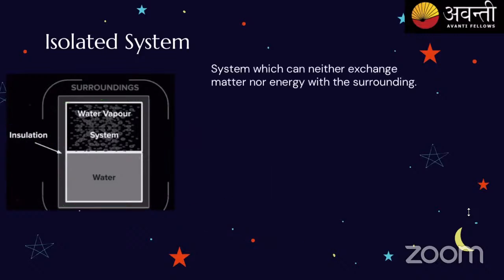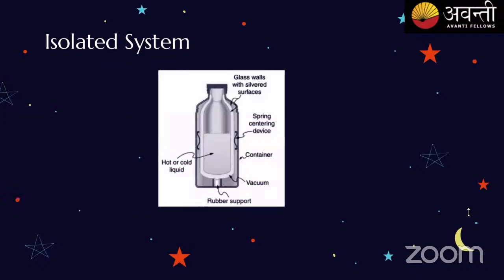Try to note down the point: system which can neither exchange matter nor energy with the surroundings. Now, next we'll be seeing an example of an isolated system from daily life. How many of you drink chai? Many of you drink chai, right? So where will you be storing this? In a thermos flask. Remember thermos flask?